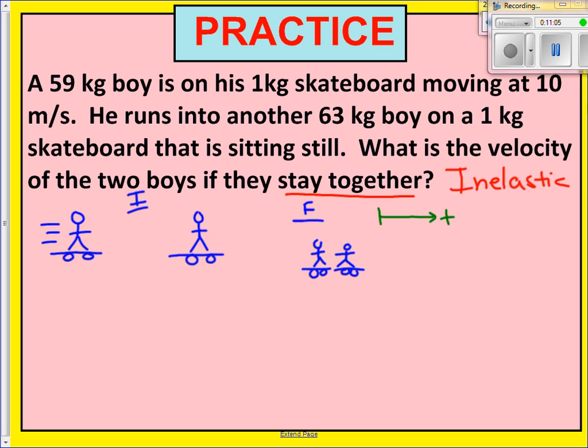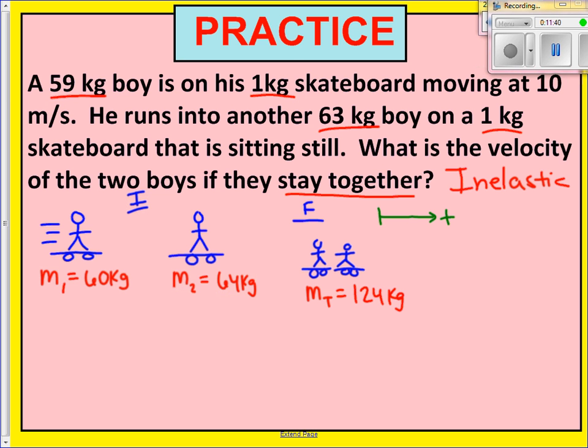Okay, mass 1, which is right here. Be careful, the boy is 59 kilograms, but he's standing on a 1-kilogram skateboard. So that tells me the mass is a total of 60 kilograms. Mass 2 of the second boy is 63 kilograms plus his 1-kilogram skateboard. So that mass is 64 kilograms. Together, their total mass, since they are added together, they're now holding on to each other, is going to be 60 plus 64, or in other words, 124 kilograms.